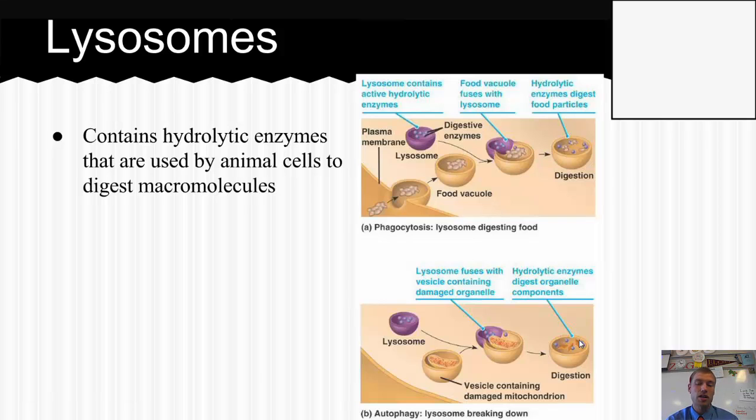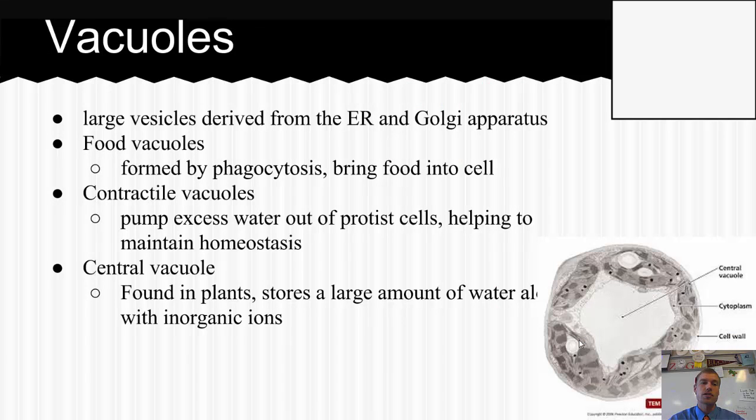Lysosomes also function in the digestion of non-functioning organelles. So, for example, if a mitochondrion is damaged, lysosomes can then bring in their enzymes, release the enzymes inside, and break it down and digest it so that it can be recycled. So they're really useful in terms of helping cells survive and use their functions.